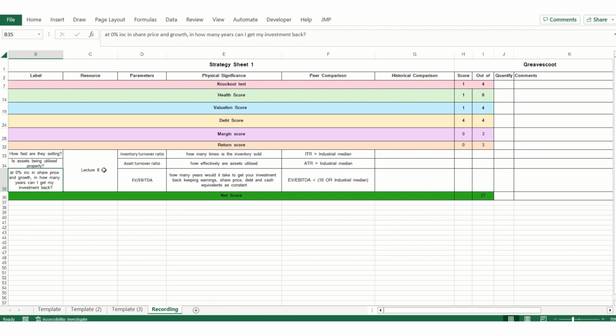So in order to answer these, we would have these 3 parameters, and you can go deep into them in lecture 8. Okay, so to revise them, inventory turnover ratio is how many times your inventory is being sold. Asset turnover ratio is how effectively you are utilizing your assets, and EV by EBITDA is in how many years would I get my investment back, keeping earnings, share price, debt and cash equivalents constant. Okay, and these are the criteria. So let's go to Screener.in.